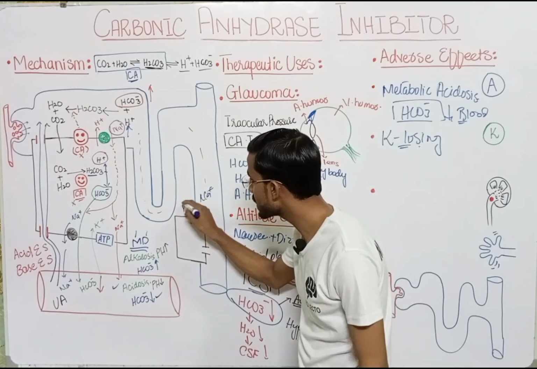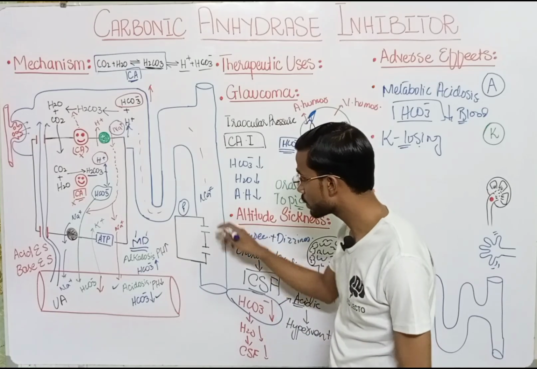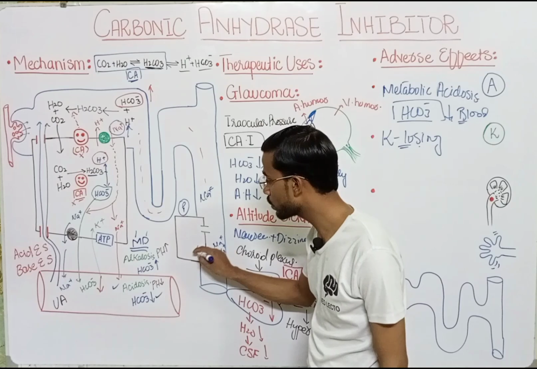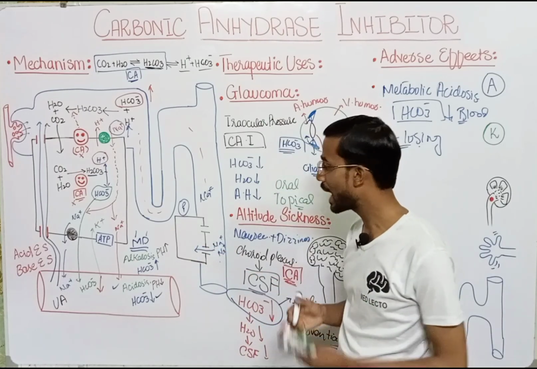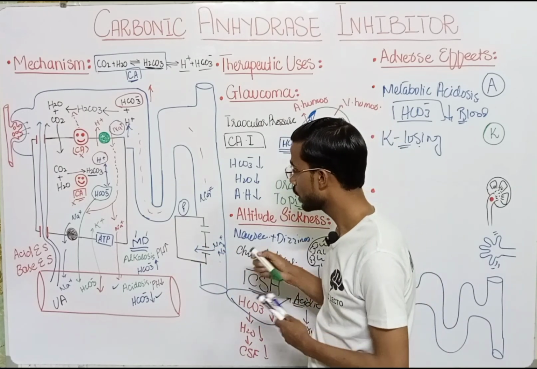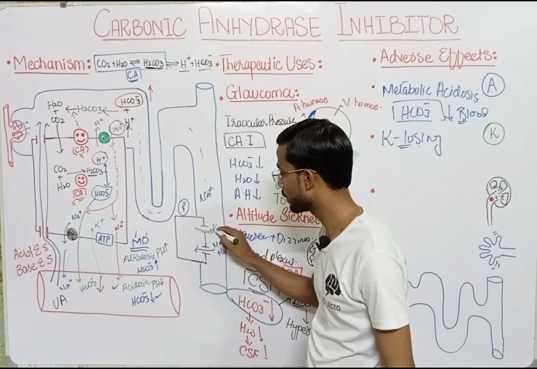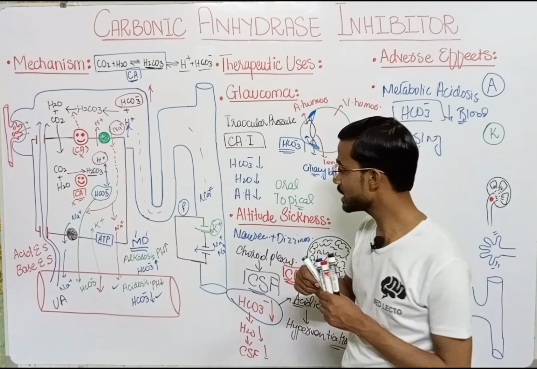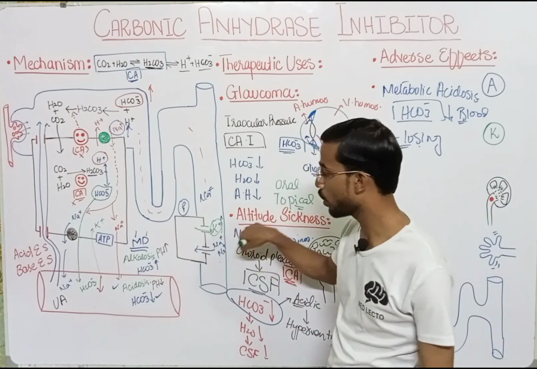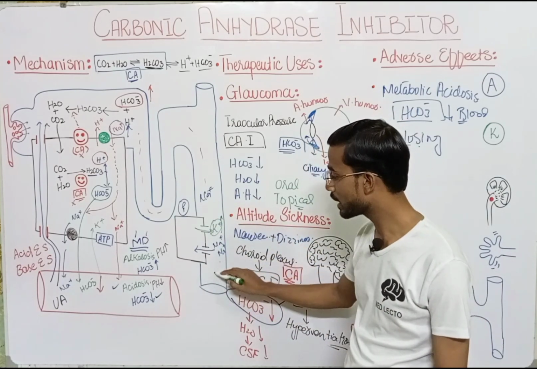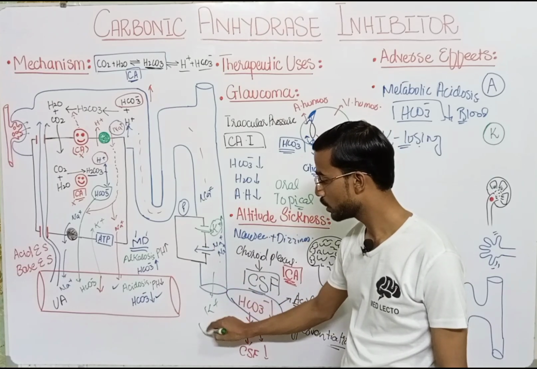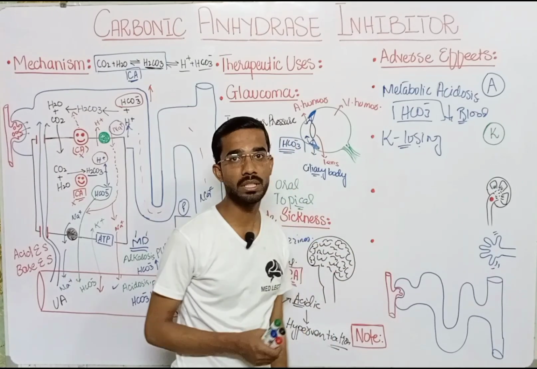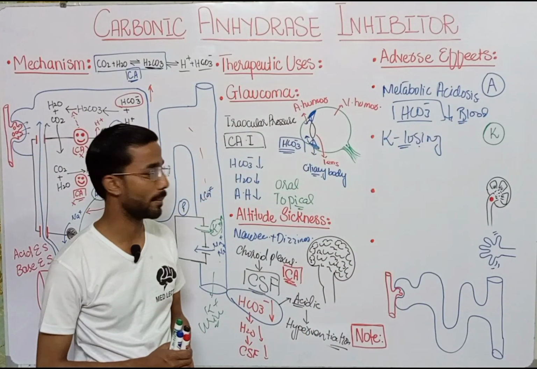Then at the principal cell, you see this sodium concentration is high in the tubule, so it will rush into the cell, and in exchange for that, potassium moves outward. So this is the process that happens in the principal cell, and a lot of potassium is lost from the cell, and ultimately potassium is lost in the urine. So that results in potassium loss in the case of carbonic anhydrase inhibitors.